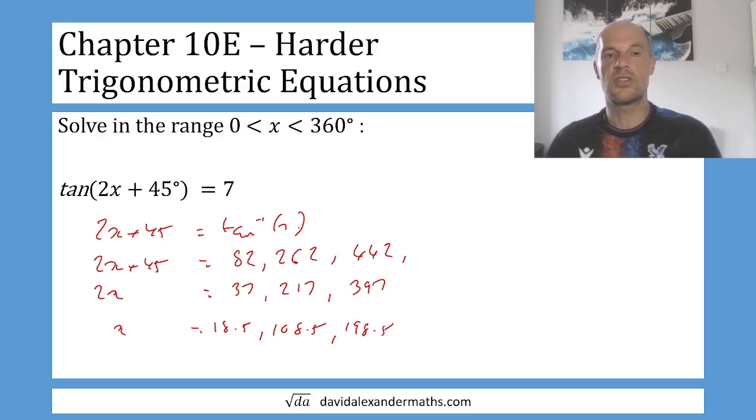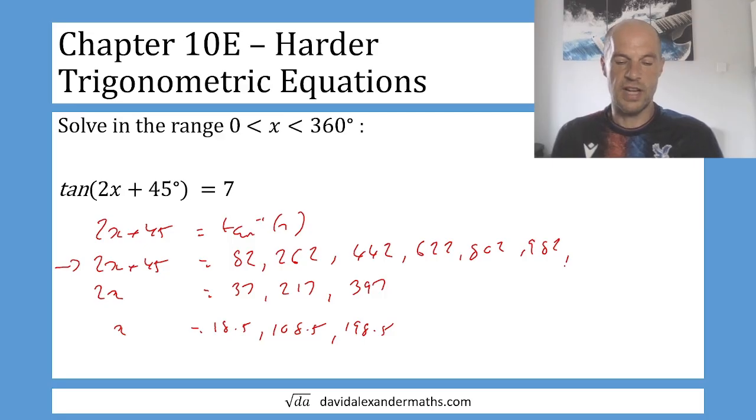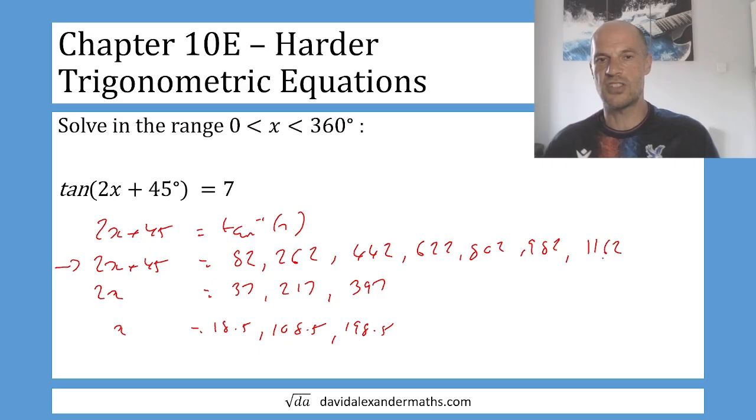So the next solution for the tan of 2x plus 45 equals 7. Again we're just looking at the 2x plus 45. If anything, you might want to write lots of these down to begin with. So 442 plus 180. We're getting 622, plus another 180 is 802, plus another 180 is 982, plus another 180. Now I'm probably adding on too many 180s, but let's just stop there and see how we're going.